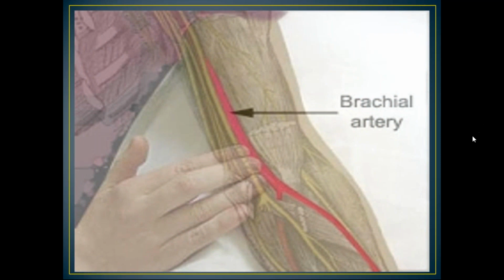Next, we have the brachial artery. So again, moving that bicep, that muscle mass, out of the way a little bit in order to actually get that brachial artery.